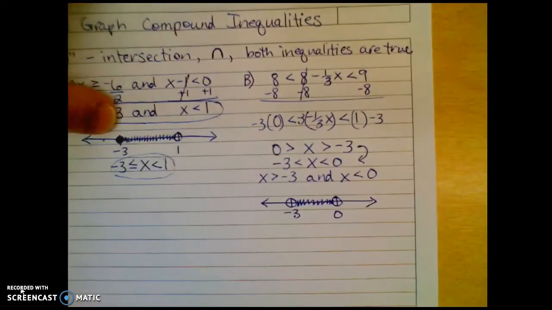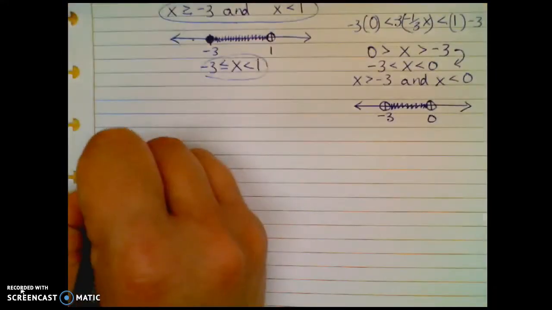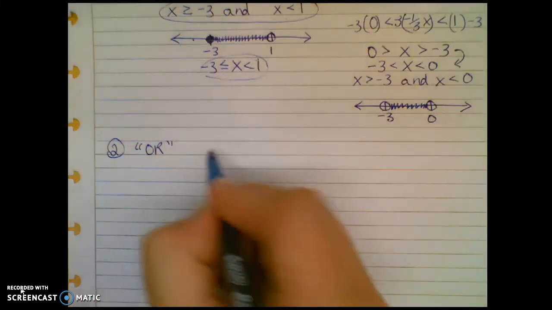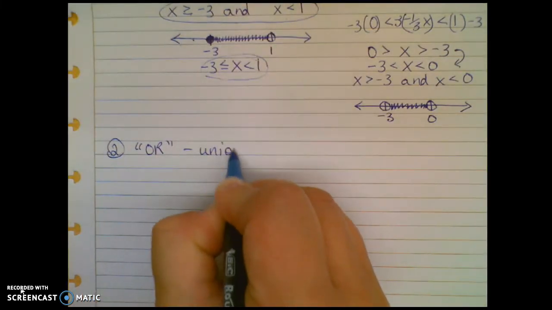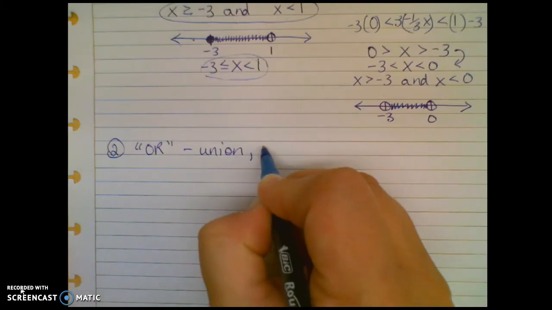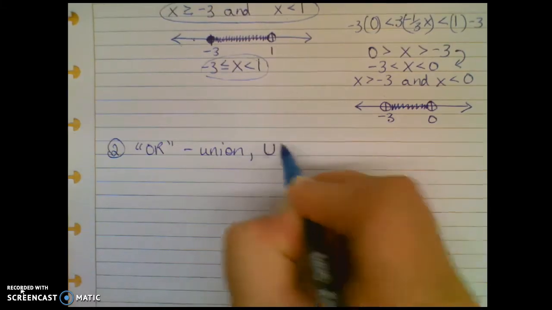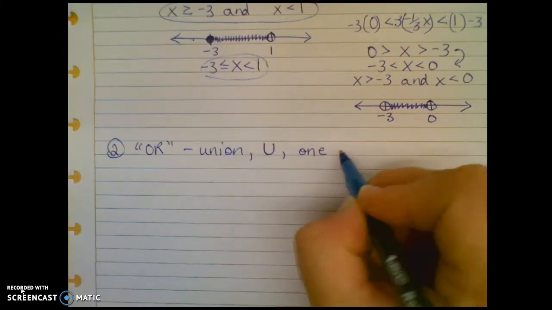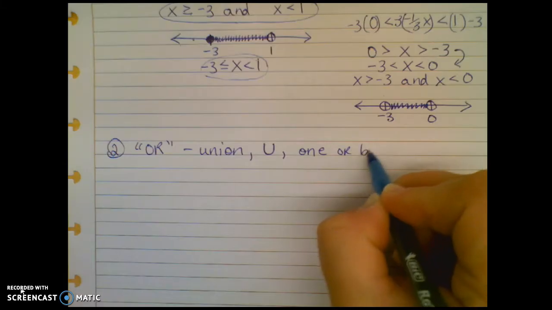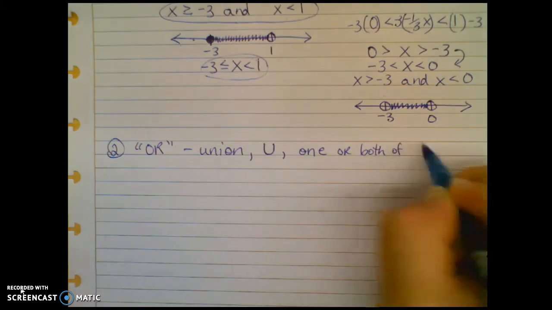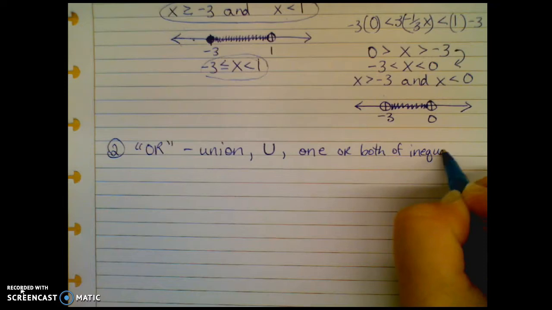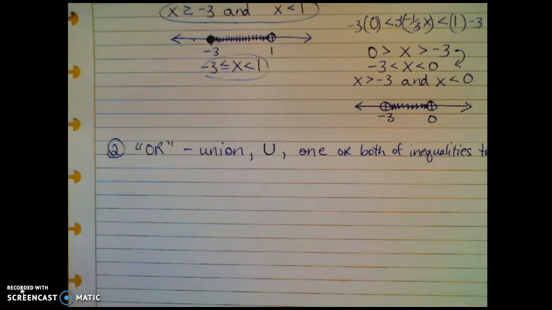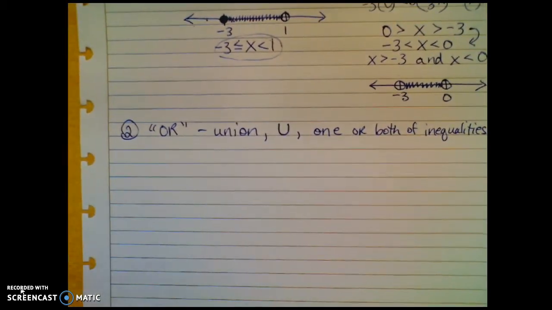Okay, the next type is OR, which stands for union. The symbol for that is a U like this. And what can happen here is one or both of the inequalities can be true. We'll just do one example of this.